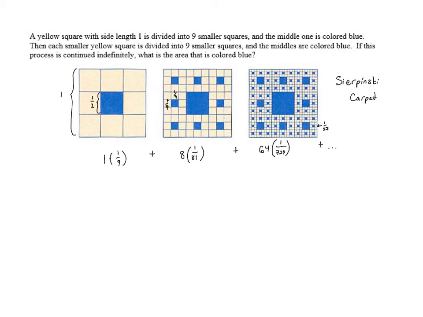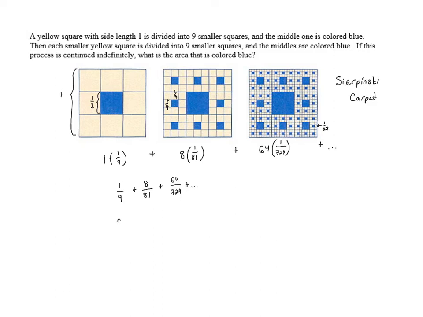And the question is, if this process is continued indefinitely, what is the area that's colored blue in the end? So what we need to do is find the sum of this infinite series. Now, I'm going to simplify things here. 1 times 1/9 is 1/9. And then 8 times 1/81 is 8/81. And then 64 times 1/729 is 64/729. And the process goes on and on forever. And I'm going to claim that this is an infinite geometric series.